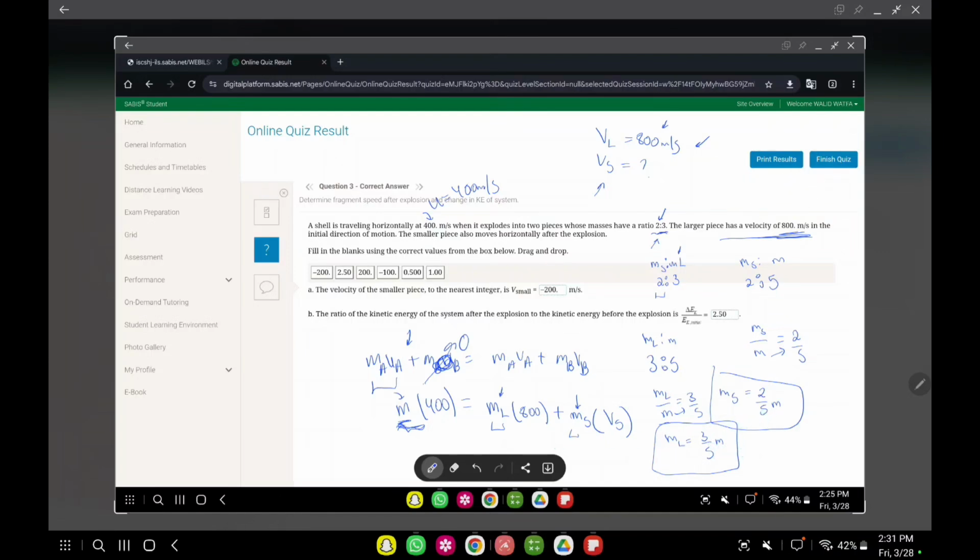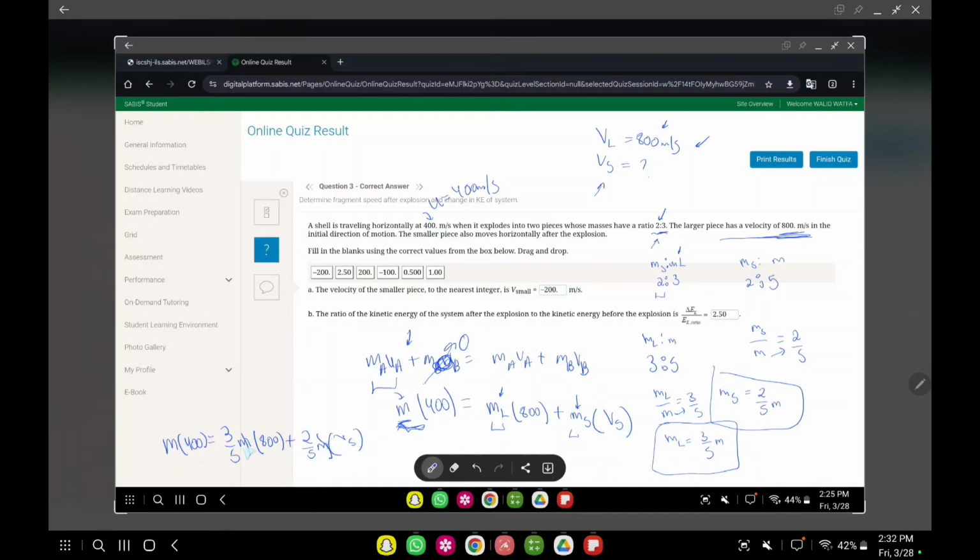So anyways, now we have expressions for ms and ml. So I can substitute that back in, and then I can solve for vs, right? So let's go, m times 400 is equal to the larger mass, which is 3 over 5m, times 800, plus the smaller mass, 2 over 5m, times vs. Oh, I forgot to include the velocity, 1 second.